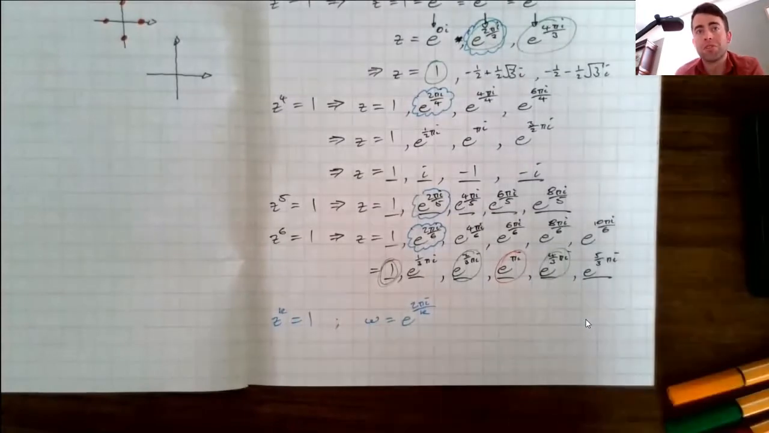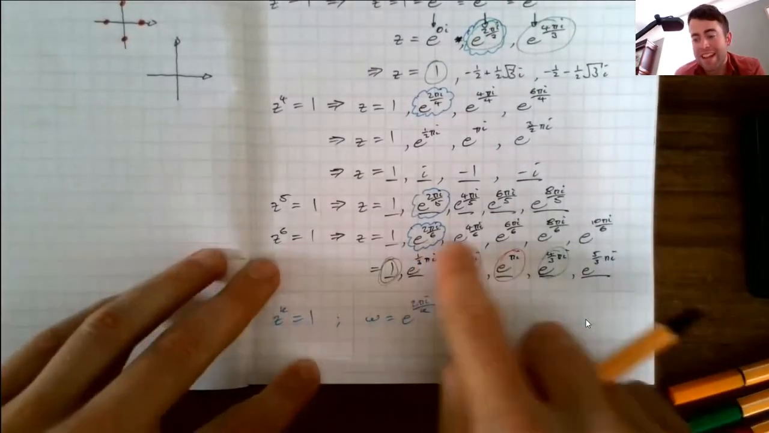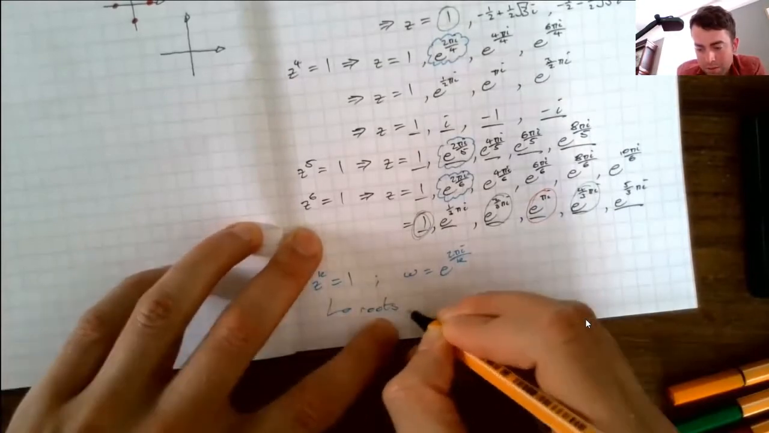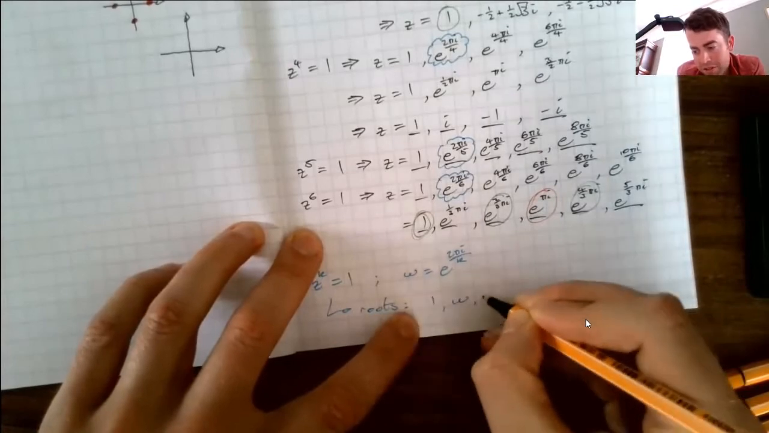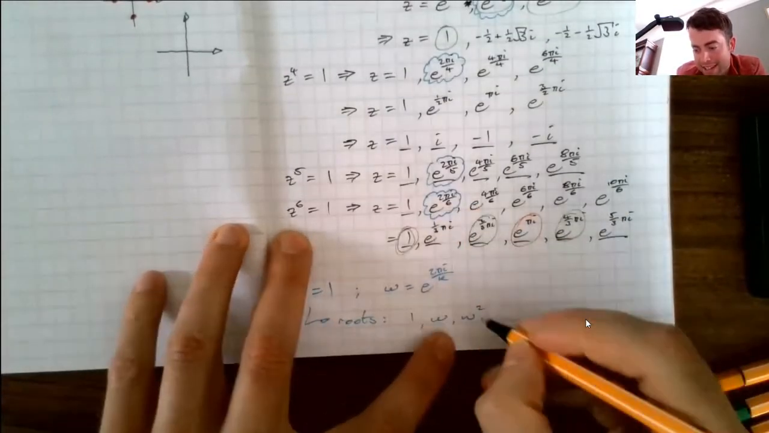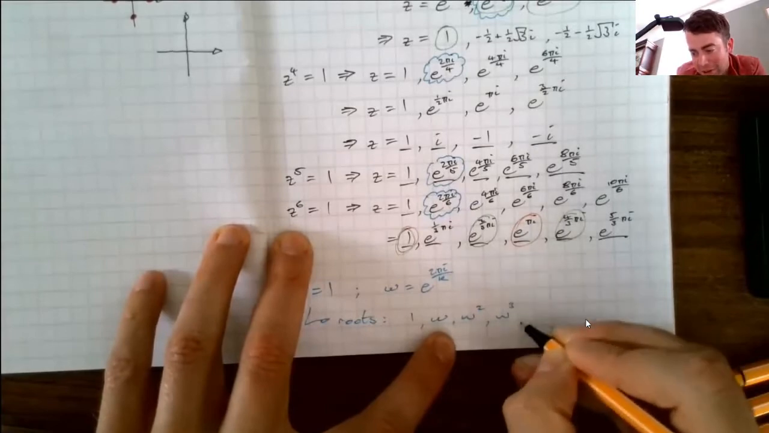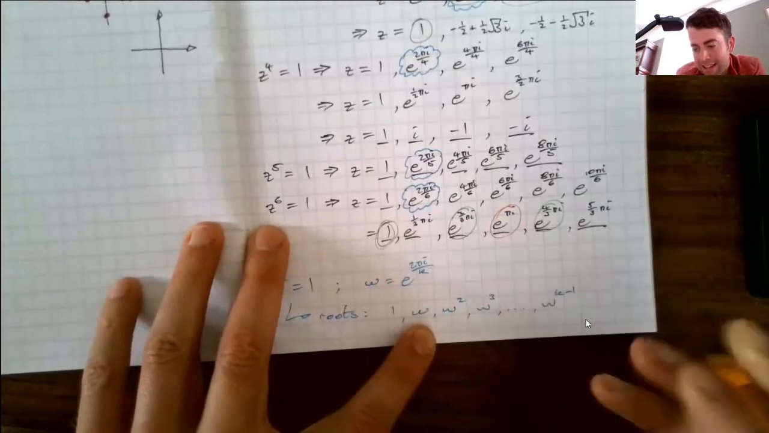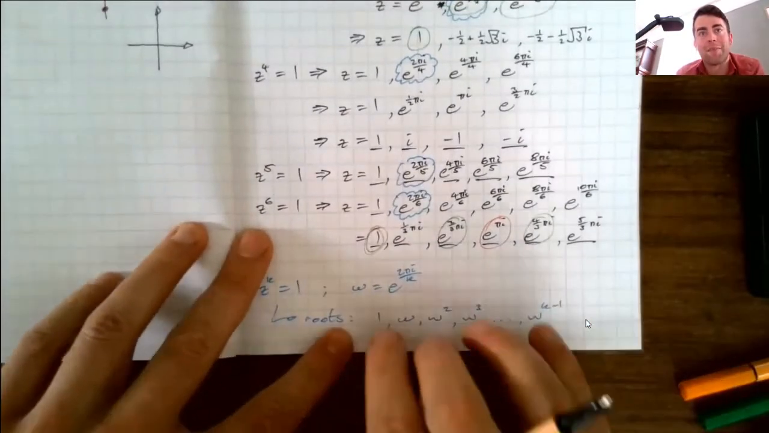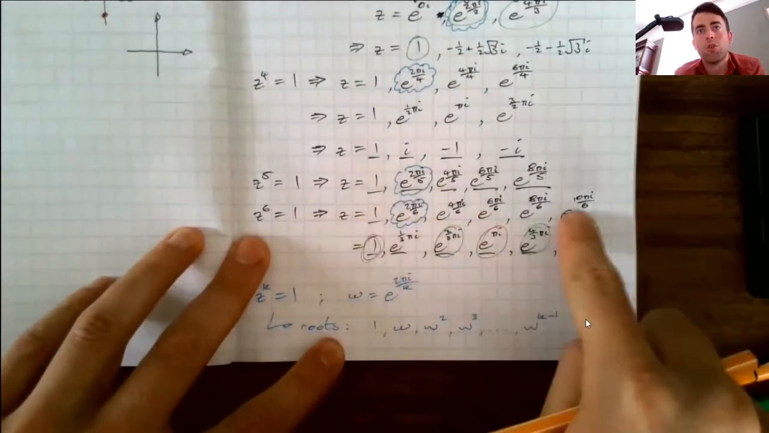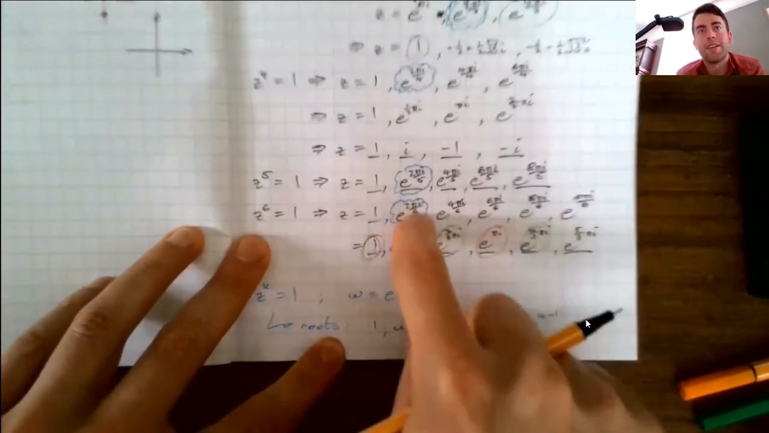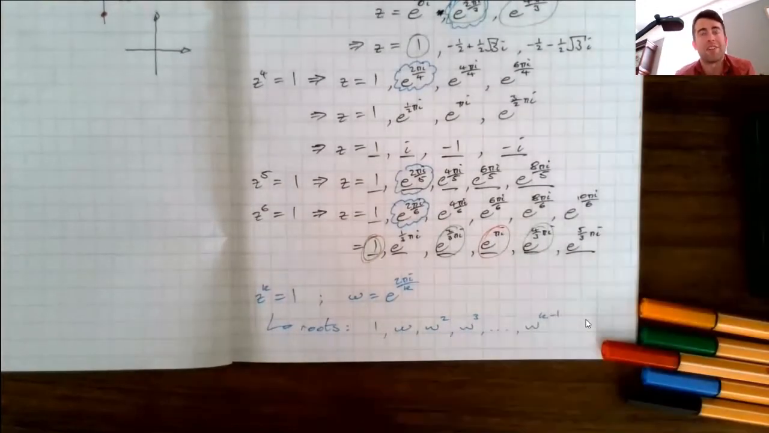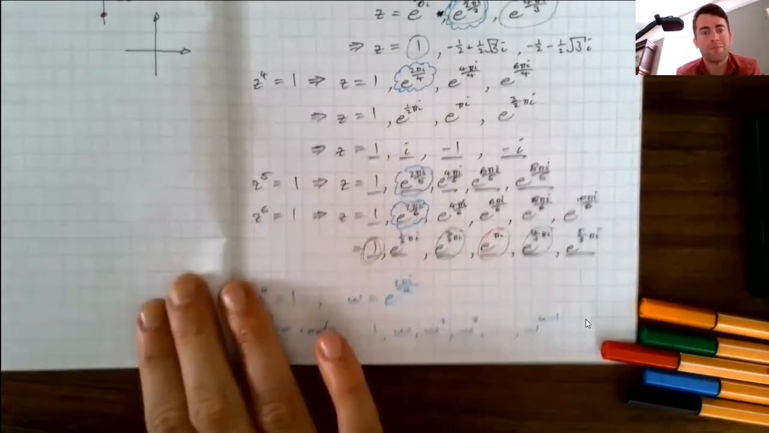Then all of the other roots can be based on this one. The next root is just w squared. The next root after that is w cubed, all the way up until you have k lots of roots altogether. So we can generate all the roots of unity from just that first one there. That's a useful technique of sometimes writing these down, and sometimes exam questions refer to that as well.